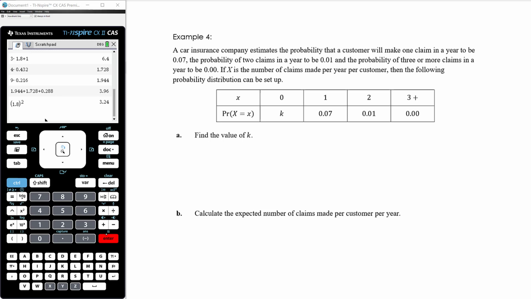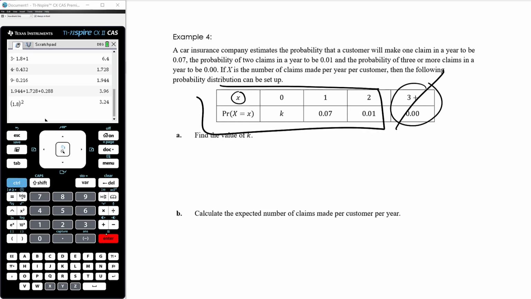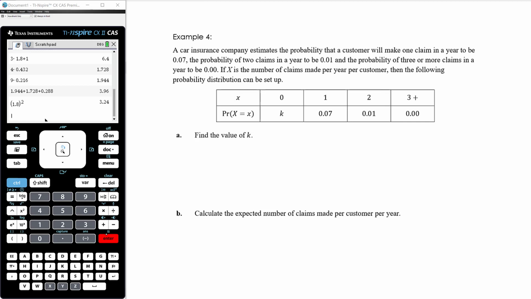If x is the number of claims made per year per customer, then the following probability distribution can be set up. Okay, so x is the number of claims made per year, lowercase x can be 0, 1, 2, or essentially that's irrelevant, so we're really just dealing with this, because that's a probability of 0 from there onwards. Find the value of k, and so therefore we need the total probabilities to add up to 1, and so k is going to be 1 minus 0.07 plus 0.01, so that's 1 minus 0.08, and so it is 0.92. So 92% of the time a customer will make no claims in a year.